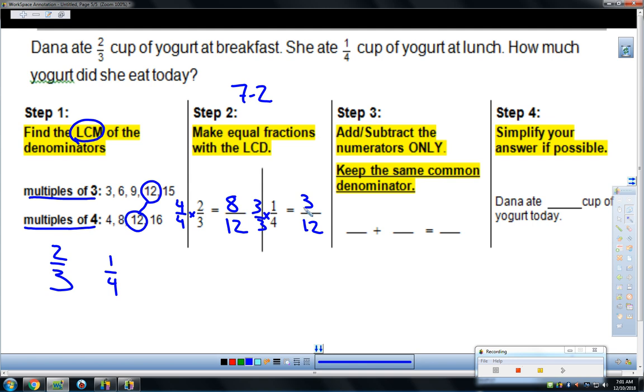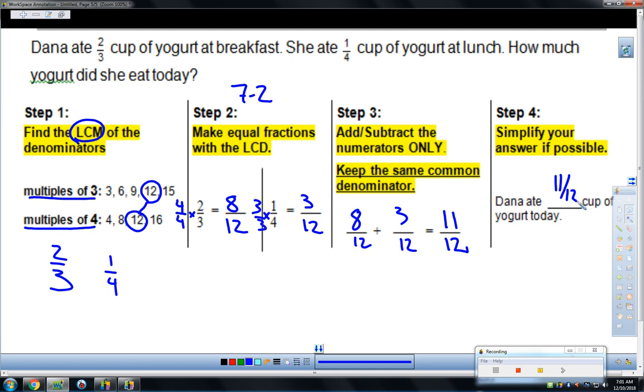We're going to add them first. 8/12 plus 3/12. So here my denominator stays 12. Right? Keep the same denominator. 8 plus 3 is 11. So when I add these together, Dana ate 11/12 cups of yogurt.